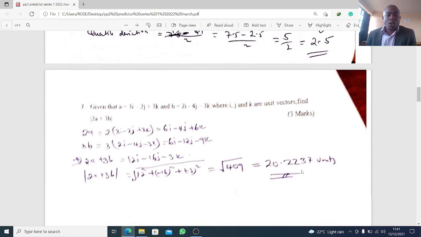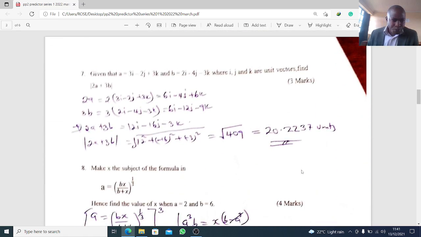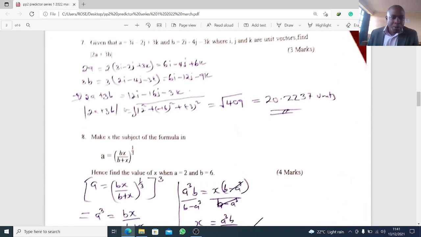The next question is question number 7. Question number 7 talks about: given that a equals 3i minus 2j plus 3k and b equals 2i minus 4j minus 3k, where i, j and k are the unit vectors, find the modulus of 2a plus 3b.